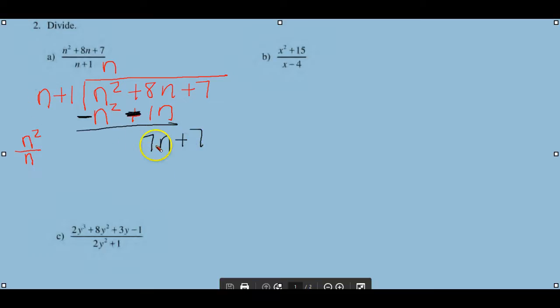Now again, n will go into 7n 7 times. If you're not sure, just divide it over here on the side, and it's a positive 7. So n times 7 is 7n. 1 times 7 is a positive 7. Now, when we put that line there, we change the signs. And on your paper, I would physically erase this so you don't get confused. And now you add. And this ends up as 0. Your remainder is 0.